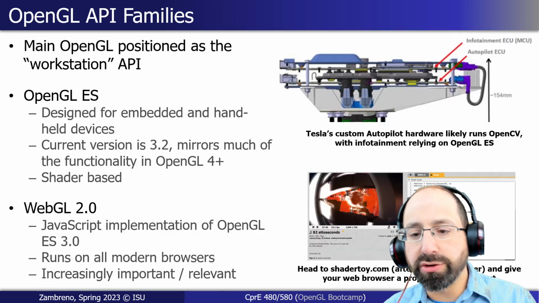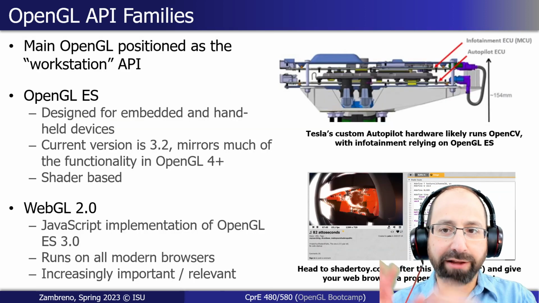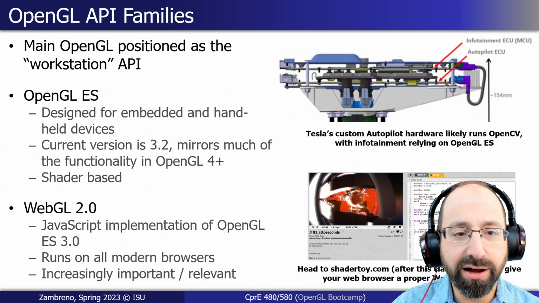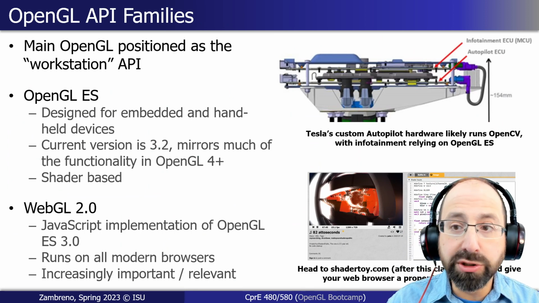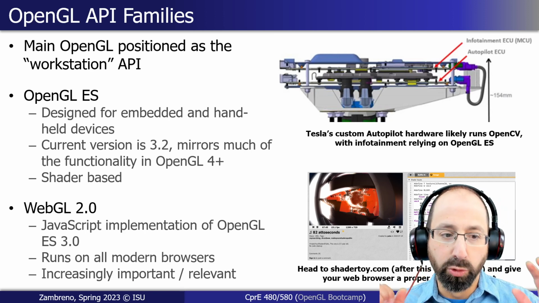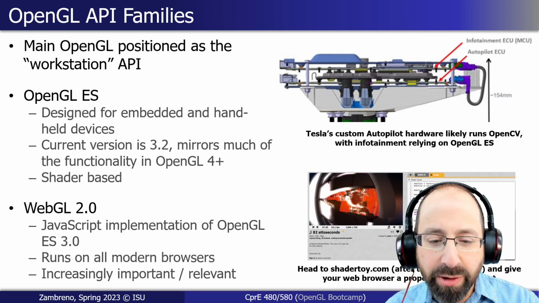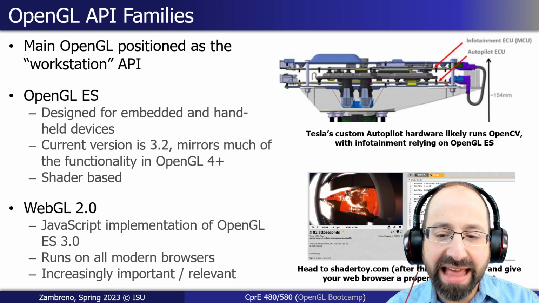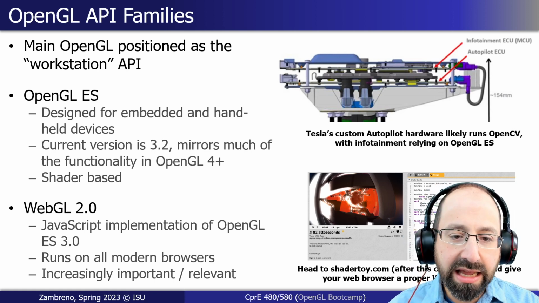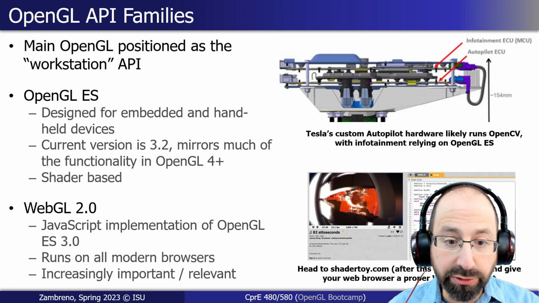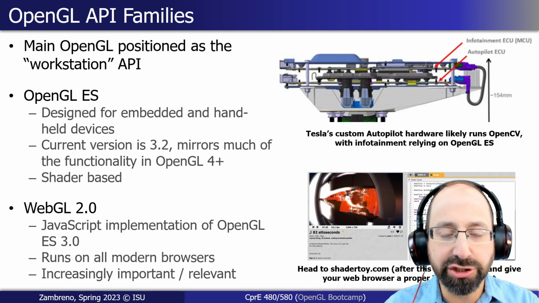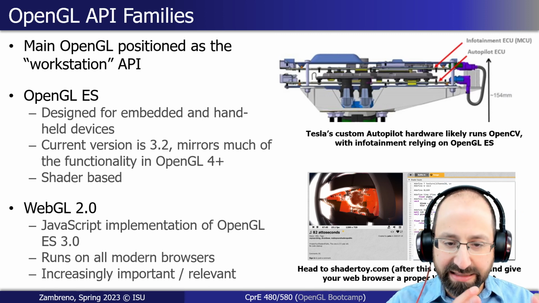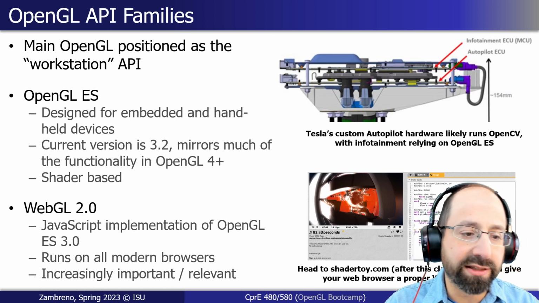There are also other things in the so-called OpenGL class or family of APIs. Plain OpenGL is effectively positioned as the workstation API. So like we are using it in class, that is how we are generally using OpenGL. You're sitting at a computer, you're developing for that particular workstation, and that is the class of API we're interfacing with.